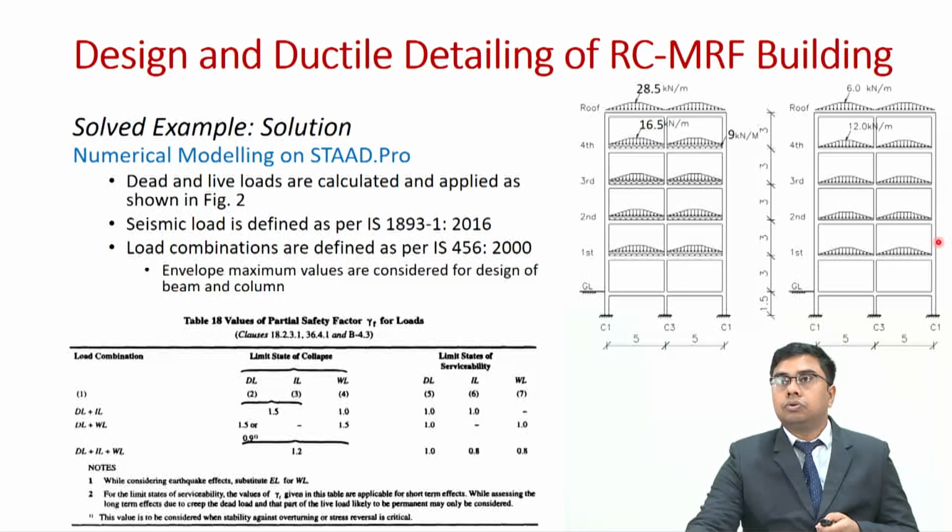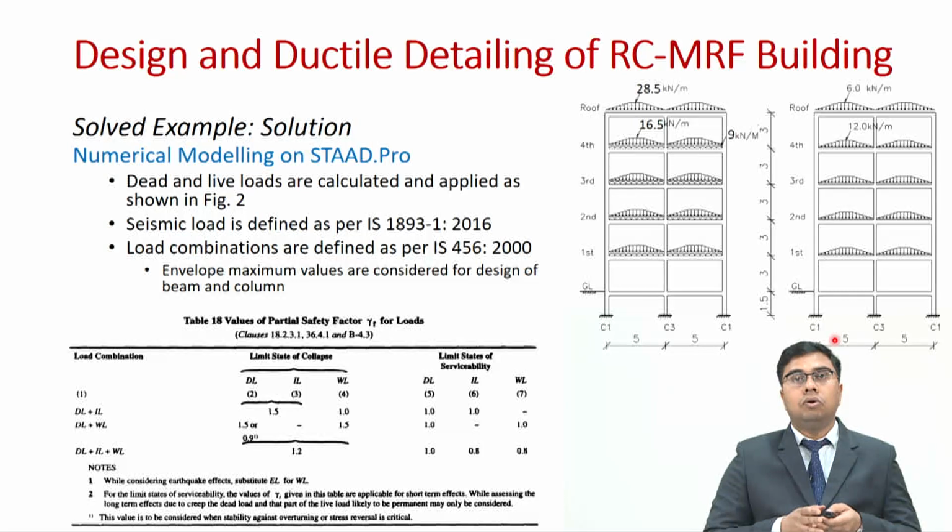This figure, which shows the live load, again has trapezoidal loading, as we have mentioned. The slab has a dimension of 5 meter by 4 meter, and you can have a close look afterwards as well. For this live load, the maximum intensity is 6 kilonewton per meter at the roof level and 12 kilonewton per meter at all other levels.